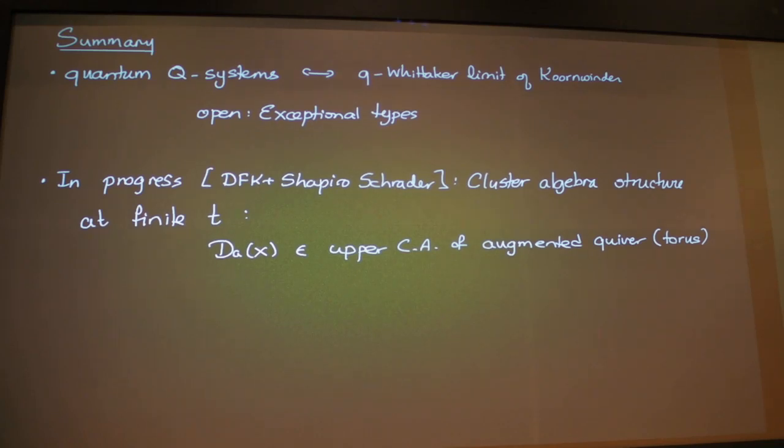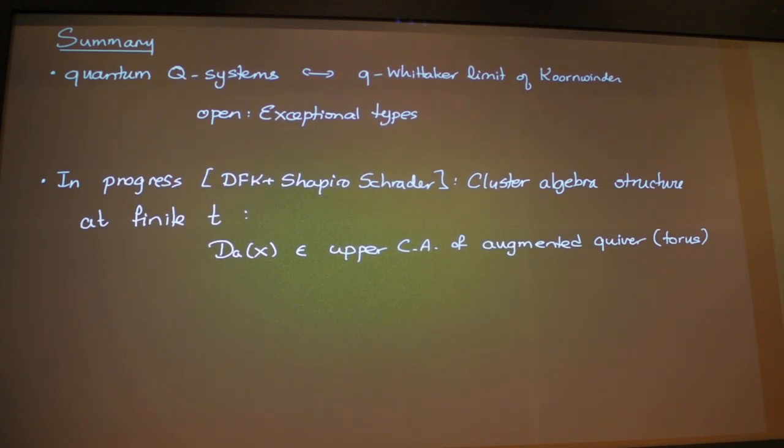Quantum Q systems are satisfied by the Q-Whittaker limit of Koornwinder. The quantum Q system algebra is essentially the spherical data in this limit, in the Q-Whittaker limit. Somebody yesterday gave a talk about exceptional type higher Koornwinder type operators, or McDonald operators. So that is completely open, and you're perfectly welcome to try to play the same game with the operators that were listed yesterday.